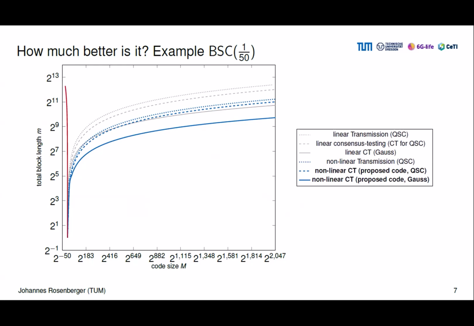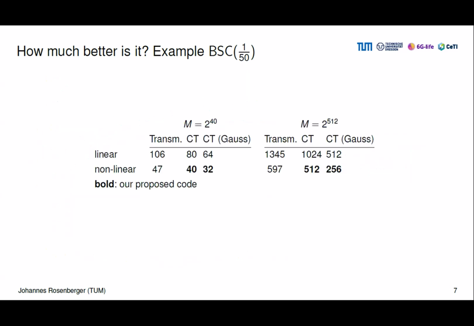So this is the GlobeCom slide, kind of, because you need such a plot for GlobeCom. And you can see, basically, transmission is worse than consensus testing, and linear is worse than nonlinear. So that's basically what you can see in this plot. And our proposed code is in both cases better.